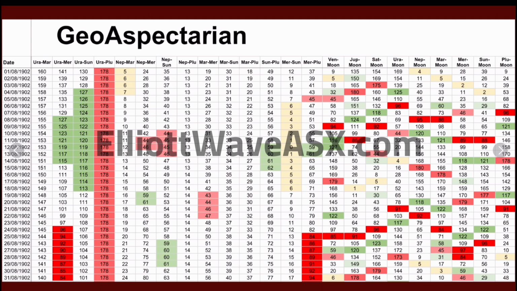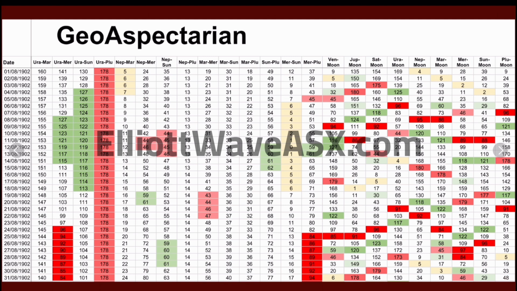So you can use these aspectarians in a few ways, and it's called a geo-aspectarian because it's geocentric, which means it's looking from the Earth. We do actually have a helio-aspectarian, which has all the aspects pre-calculated if you were looking from the sun. For this work, I find most people use geocentric, but there are some that use heliocentric too, so that's why we've got two types.